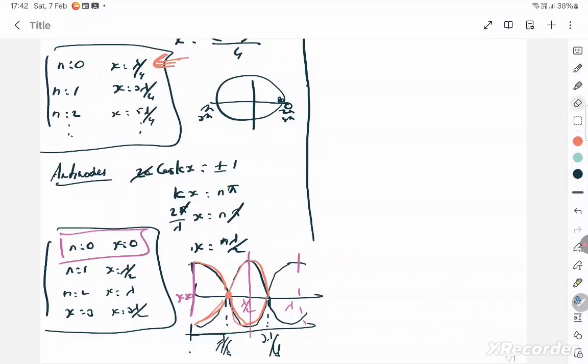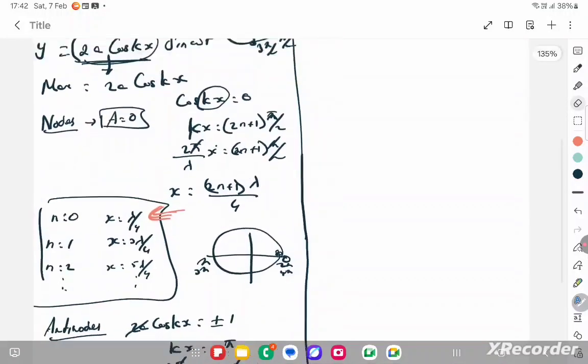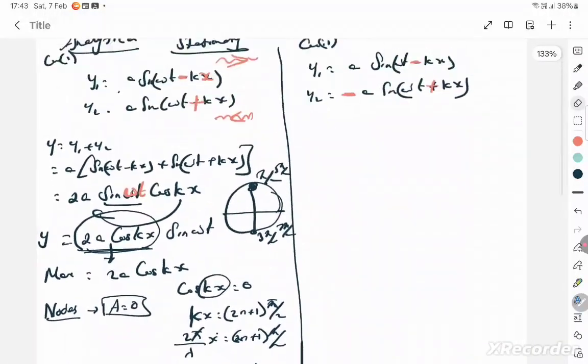So you really understand, and you can put it here. This is x is equal to 0. This node occurs at x is equal to lambda by 4. This antinode occurs at lambda by 2. This node occurs at 3 lambda by 4. This antinode occurs at lambda. Like that you can correspondingly put all this and you get the answer. So this is the analytical treatment.